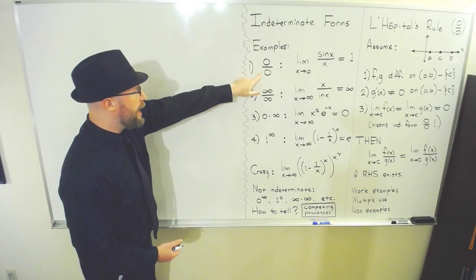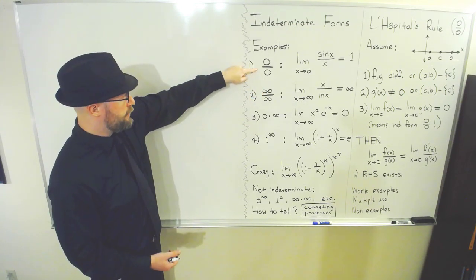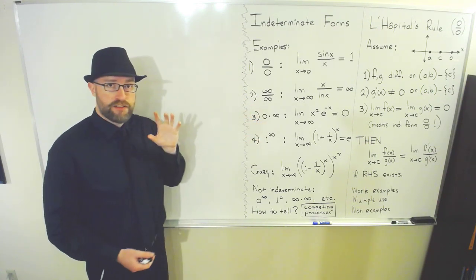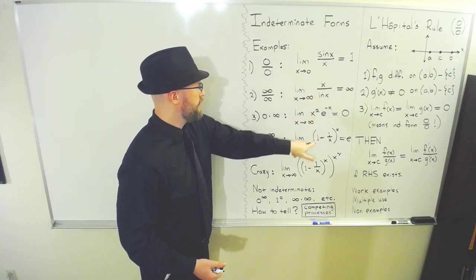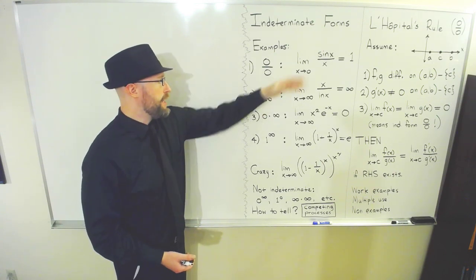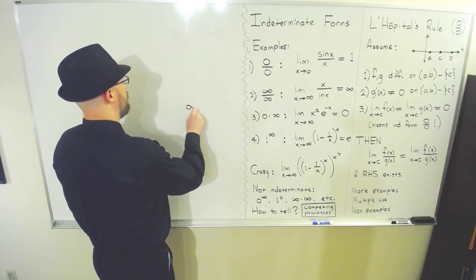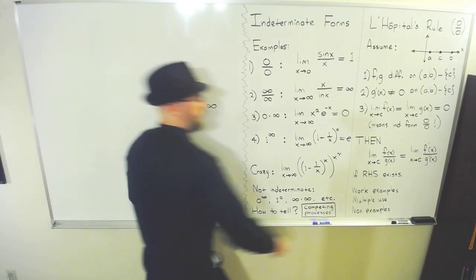Now, these are not intended to represent specific numbers. They are shorthand for a certain type of limit. And then over on the right-hand side, I have shown you examples of this type of limit. And there are many other examples too. And there are also other kinds of indeterminate forms. For instance, infinity minus infinity is an indeterminate form.